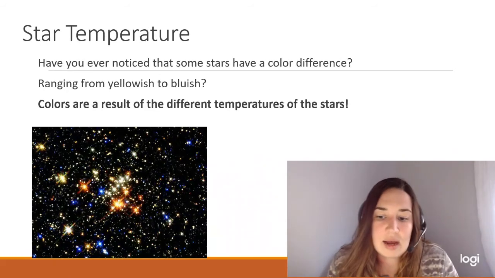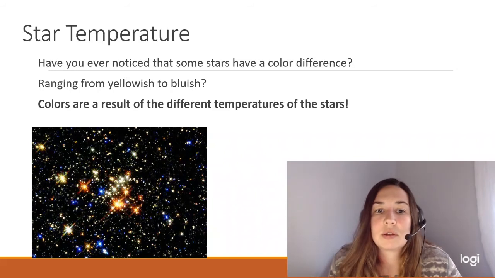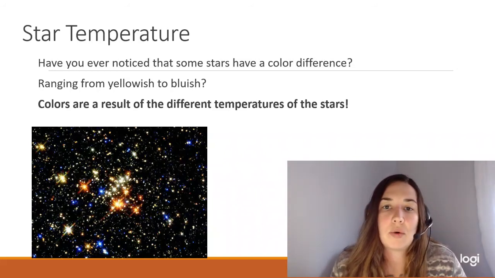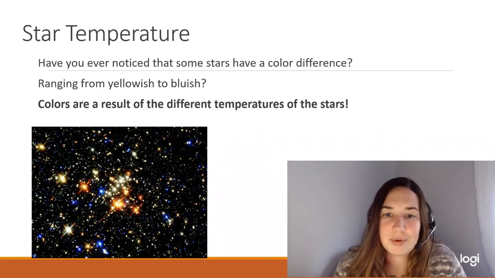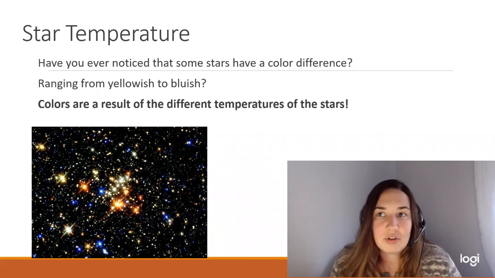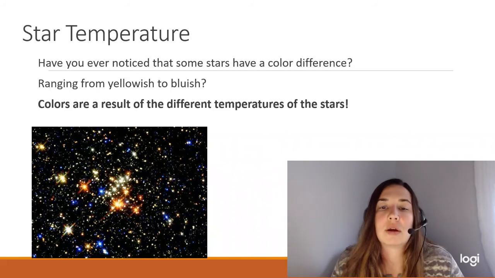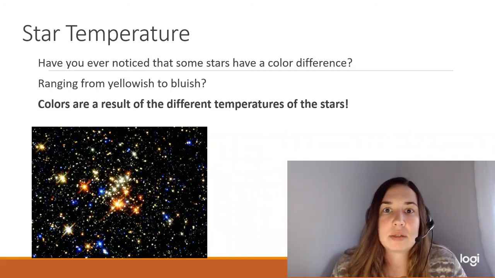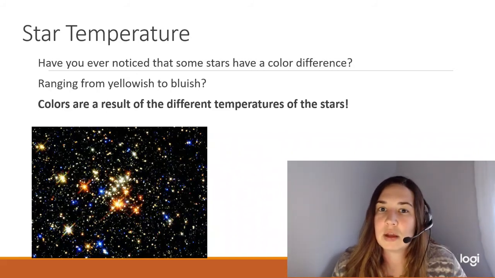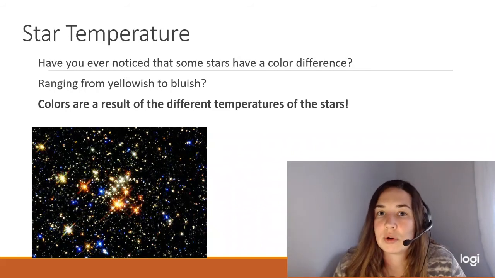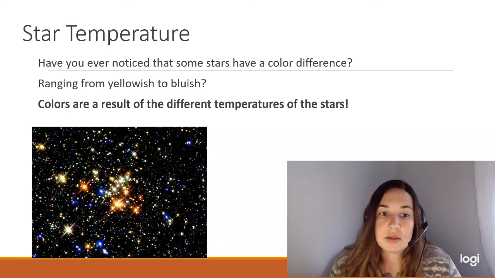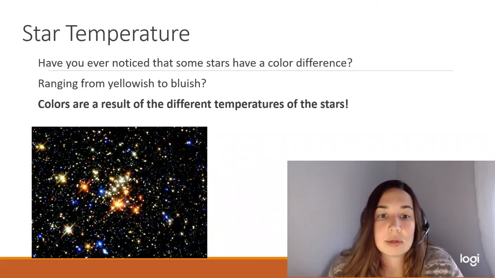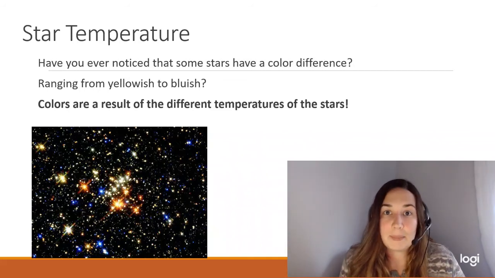Okay, so we're moving on here to star temperature. Obviously we know stars are bright, stars are hot. When we talk about temperature, have you ever noticed that when you look up at the stars, they might appear a slightly different color? You might see some that are more reddish or bluish or greenish or yellow, and they range from all different colors. It turns out that colors are the result of different temperatures of stars.